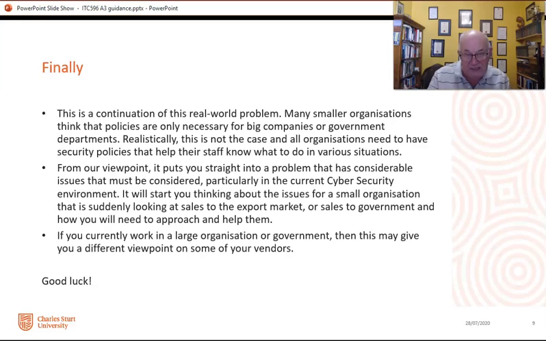From our viewpoint, this throws you straight back into that problem that is considerable issues that have to be considered, particularly in this cybersecurity environment that we have at the moment. It starts to make you think about issues for a small organisation that are suddenly starting to look to sell into the export market or sell to government, and then how you need to approach and work with them. And that big hint and clue there is the one on cybersecurity maturity, and that's as far as I'll go with that.